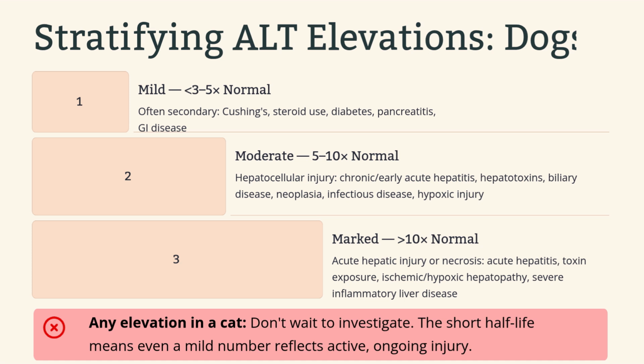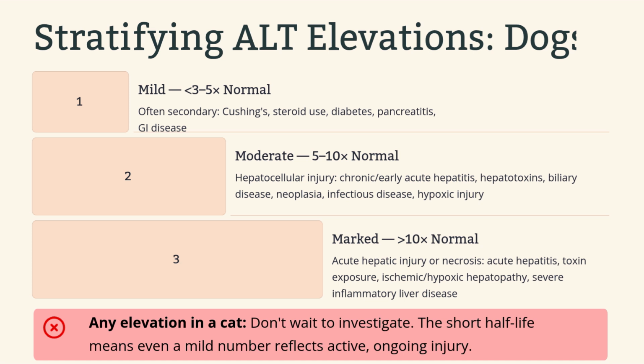So what to do next? When you see an elevated ALT, a good approach is to, in dogs at least, stratify into mild, moderate, and severe elevations. A mild elevation is something that's less than 3 to 5 times the normal range, and those commonly come from non-primary liver diseases. So you're thinking of things like Cushing's or steroid use, diabetes, pancreatitis, and GI disease, which can all cause those milder elevations. And then in cats, hyperthyroidism is what typically causes the liver enzyme to increase.